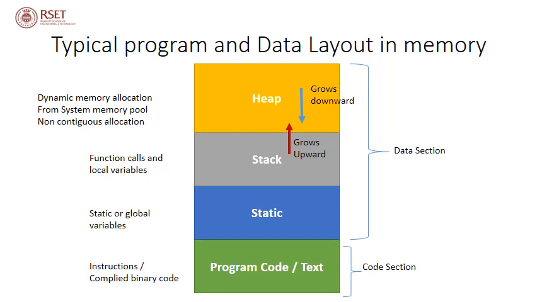Above the code section, we have the static region, where the static or global variables will be stored. We know that the values of static or global variables will be retained throughout the execution of the program. Above the static region, we have the stack region where all the information pertaining to function calls as well as local variables will be stored. And stack grows upwards.